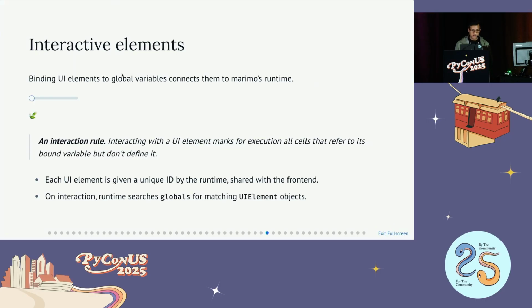Interactive elements, the reactivity for interactive elements also makes use of the DAG pretty heavily. So basically the way that this works is we don't pick up interactive elements in static construction, but when there is an interaction, so if I slide the slider, the front end sends to the back end the NID associated with the slider. And then on interaction, the runtime searches the globals, finds the matching UI element, and then that hooks into the graph to then run cells that reference all variables bound to the element.